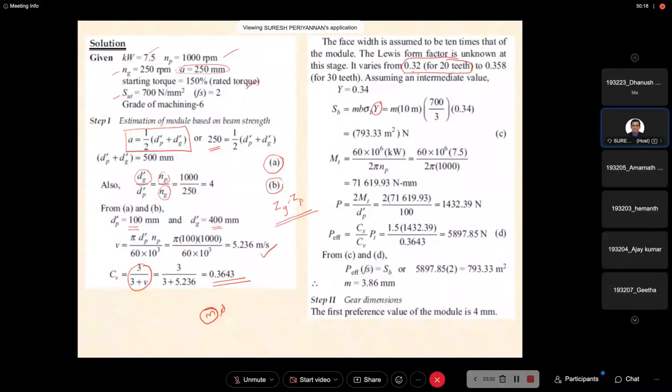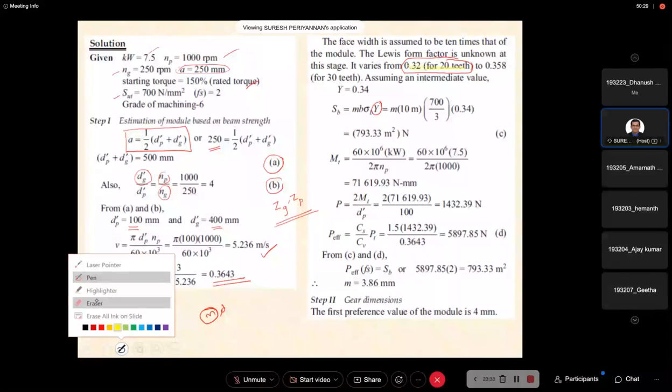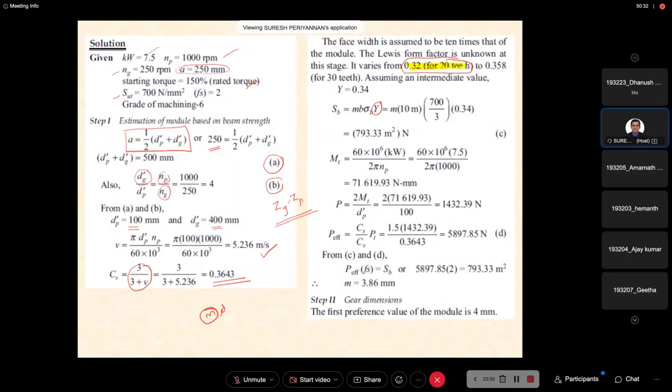Then corresponding to 20 teeth, Lewis's form factor is 0.32, right? Corresponding to 30 teeth of the pinion, I am assuming 20 to 30 teeth, it is 0.358. Now I am taking the average value of this range of teeth, 20 to 30 teeth. The average value is 0.34. Now this is my y value, Lewis's form factor.